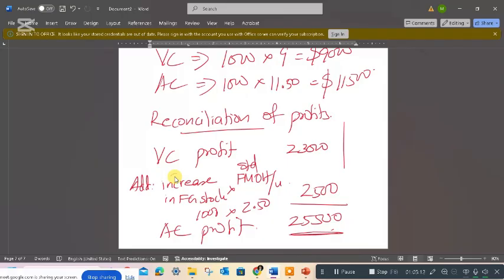This is very important, can be tested. There are four items. Can you see? VC profit, AC profit, change in stock, and this OAR. So they might give any three of it and ask for the fourth one. They can give both profits, they can give you the stock details and ask you to find this. Or they can give you VC profit, stock details, and this, ask you to find AC profit. So this can be tested in the exam.